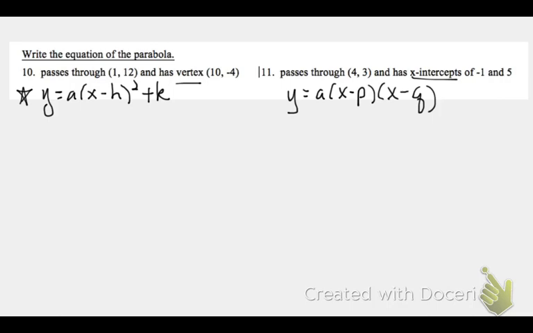Number 11 says that the parabola passes through the point (4, 3) and has x-intercepts of -1 and 5. So that means you're going to use the intercept form of the equation of a quadratic. These formulas will be given to you on your test, but you'll need to know them and be able to use them.